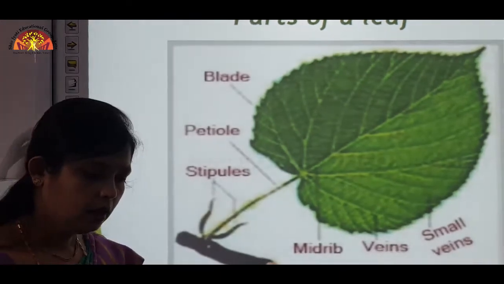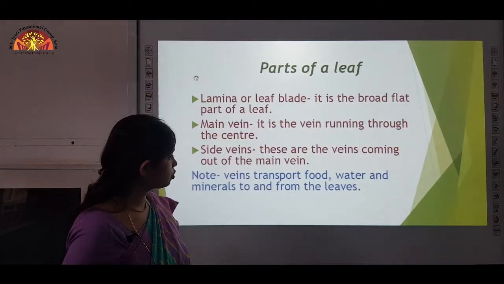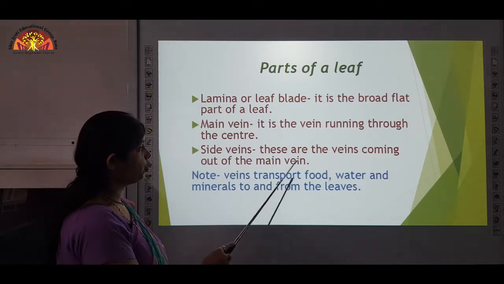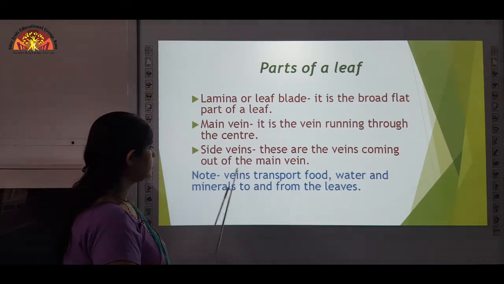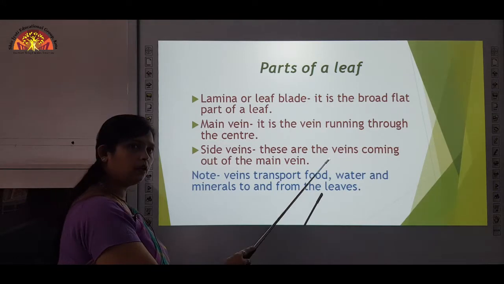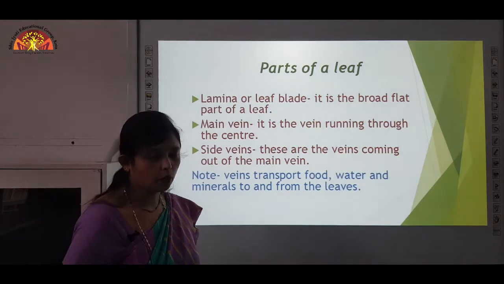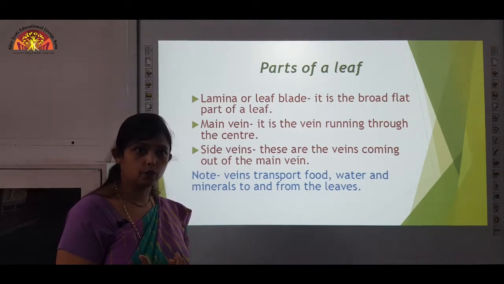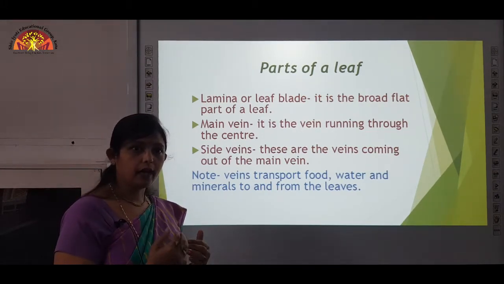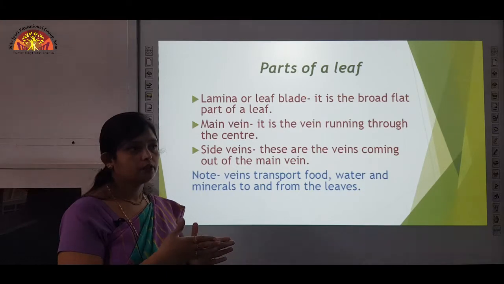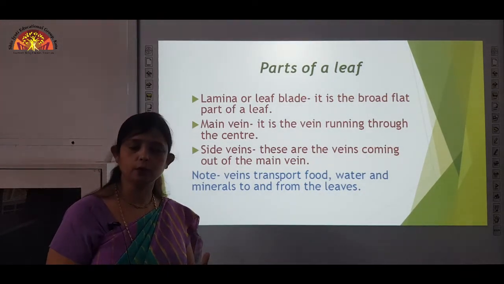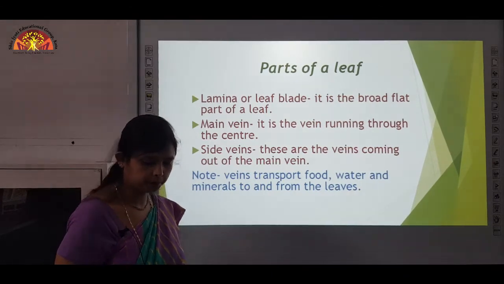The important role these veins play is that they transport food, water and minerals to and from the leaves. So what do these veins do? They are like a pipeline or a system of tubes. Whatever water and minerals come to them, they transport it to the complete leaf so that it can use that water to prepare the food.